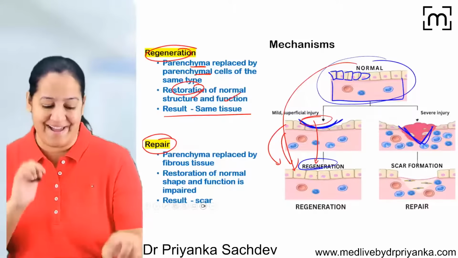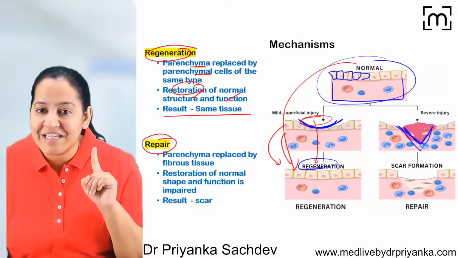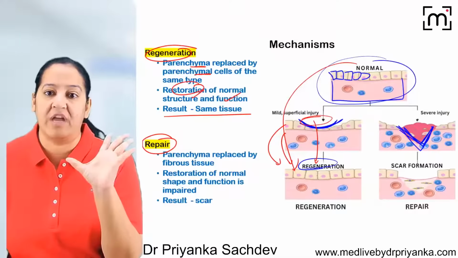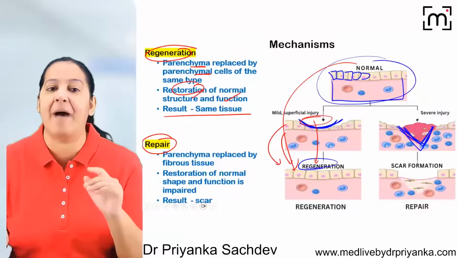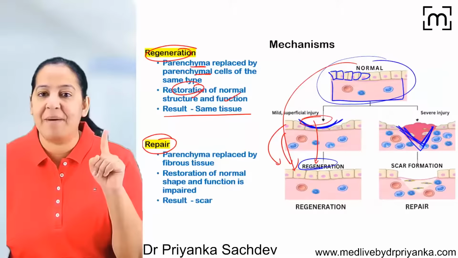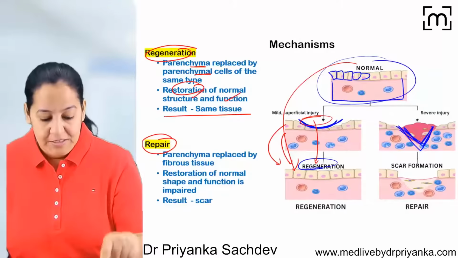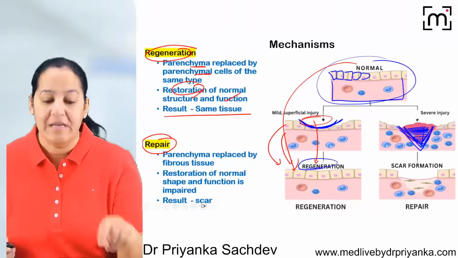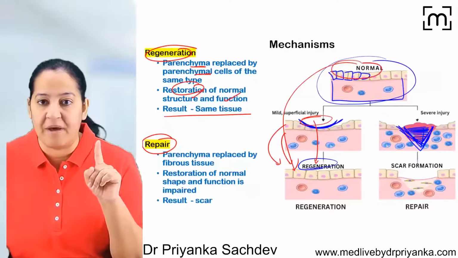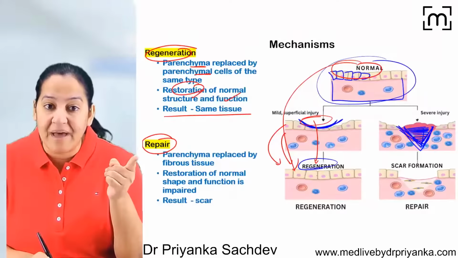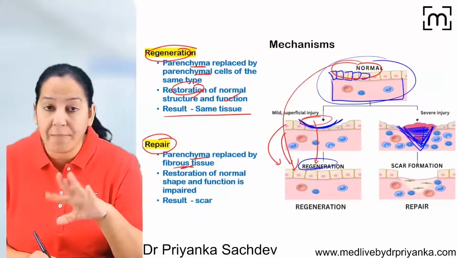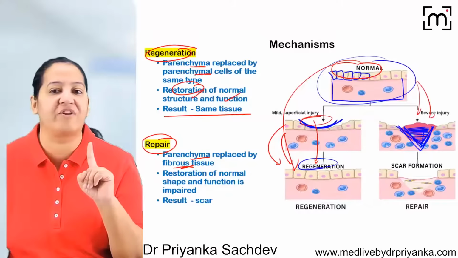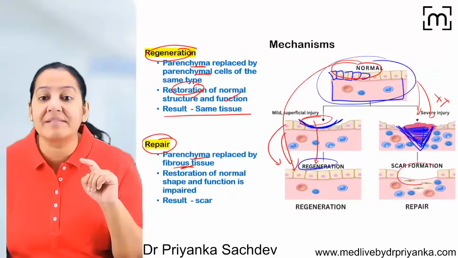Now have a look at the other diagram. You can see this is a deep injury. In the deep injury, the gap is more. Can you see? The edges are separated more. Here the same parenchyma will never come. In the gap, the fibrous tissue, the collagen, will be filled. The parenchyma was there, now the parenchyma is lost, and it is replaced by fibrous tissue, not by the same parenchyma. So here 100% restoration of normal structure and normal function never takes place, and the end result is scar formation.